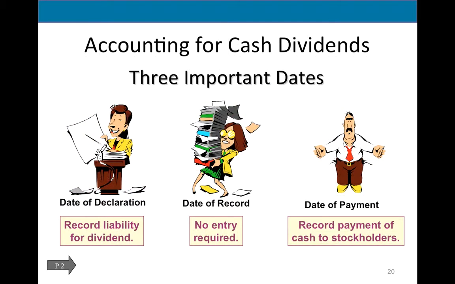But if the company decides to pay cash dividends, there are actually 3 dates. So there is a date of declaration. Today I declare that everybody who is on record for March 1st will get paid on June 1st. So these are 3 different dates. The date of record does not require a journal entry, but the date of declaration, when I just declare that I will pay dividends, it creates a liability. And then on the date of payment, I pay off the liability.